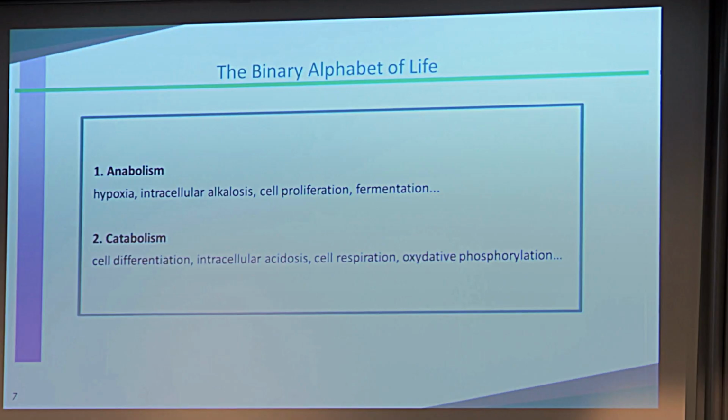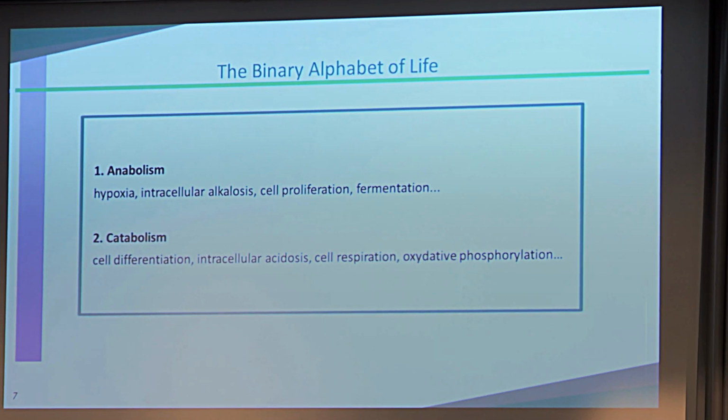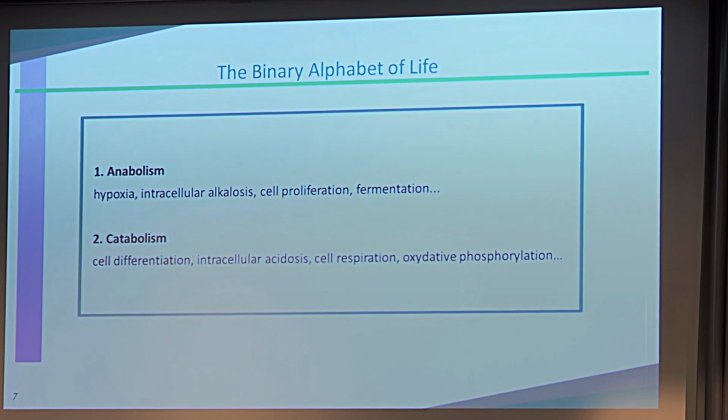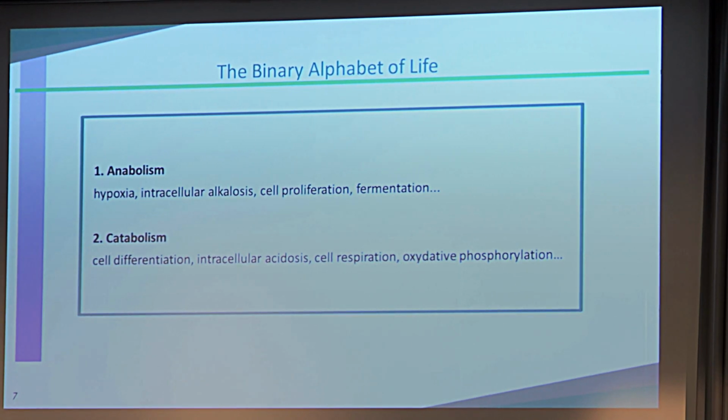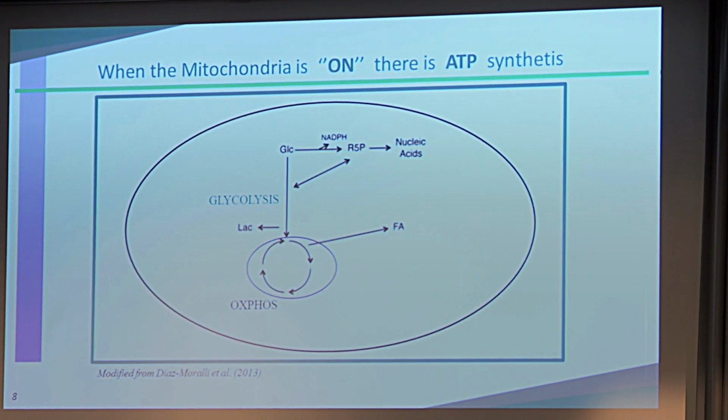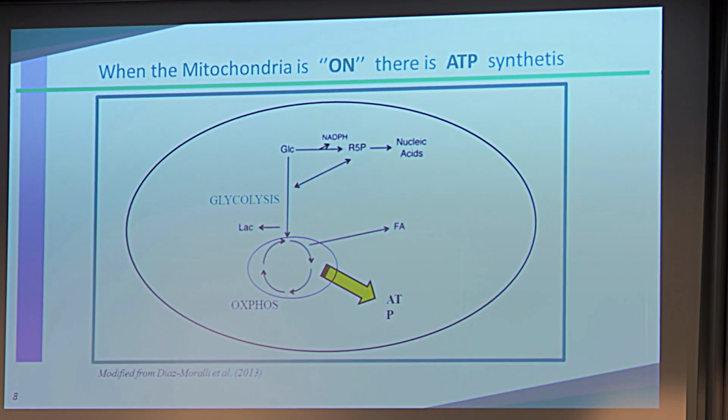Either you're dealing with anabolism, which has a lot of synonyms, including fermentation that Thomas used a few times, or catabolism. Cells can do either one or the other one. They cannot do both. And it's rather simple if you want to look at it. Either the mitochondria is on, it's working, so you have ATP formation, or the mitochondria is off and you have biomass formation.